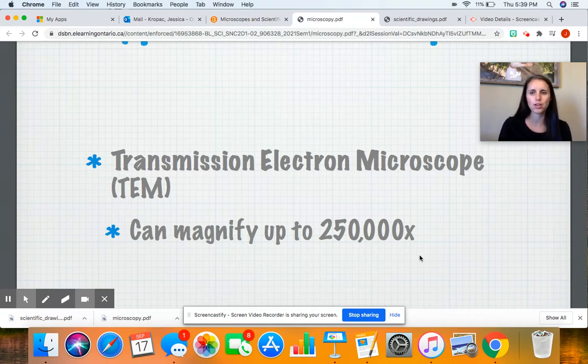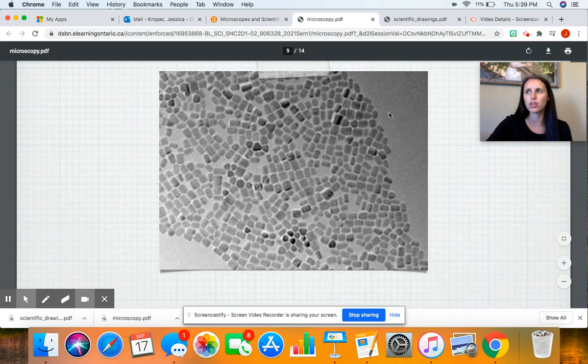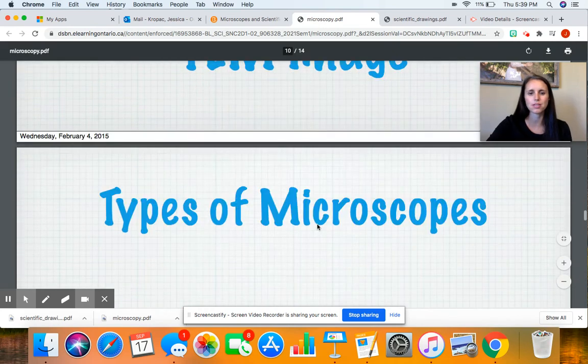This is 250,000 times, so quite a bit more detail. And if you're looking at something, this is actually zooming in on part of a cell organelle. So not only is it looking at a cell, not only can you see a cell organelle, it's zooming in on a small portion of a part of a cell organelle. So it's pretty great for the magnification end of things.